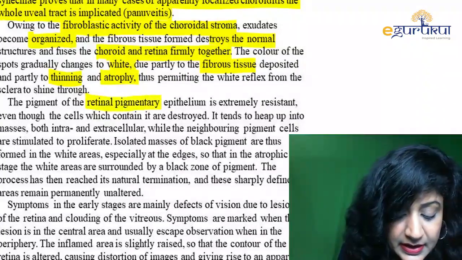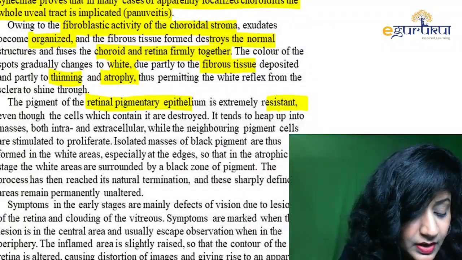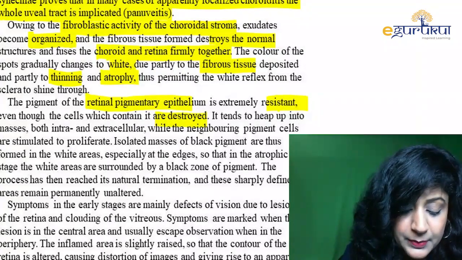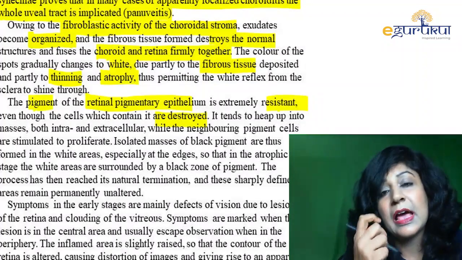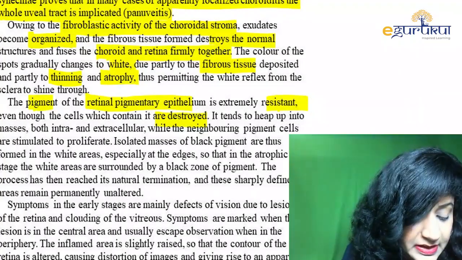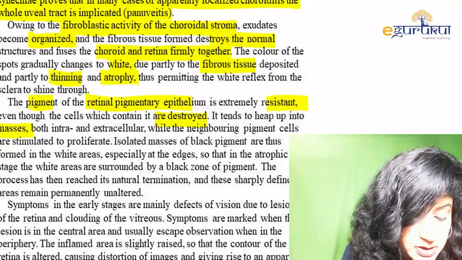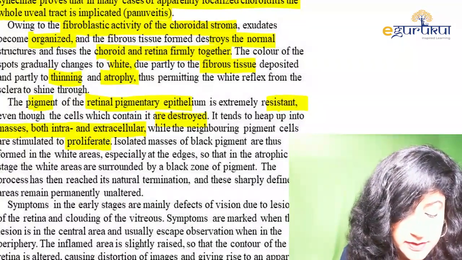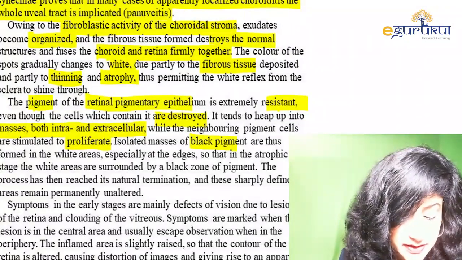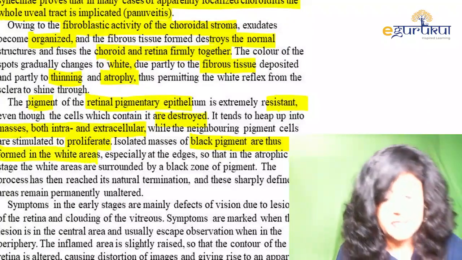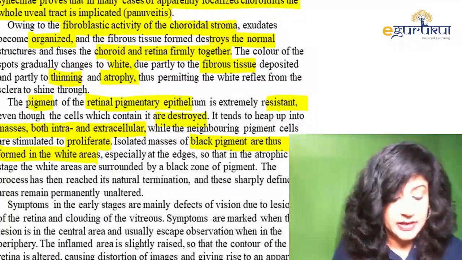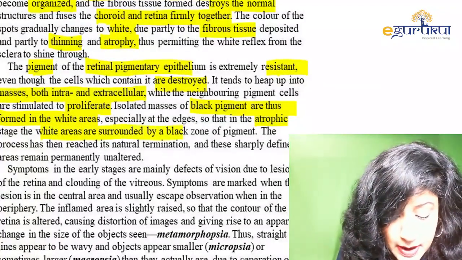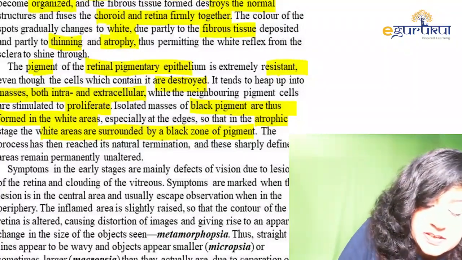The pigment of the RPE layer is extremely resistant, even though the cells which contain it are destroyed. Now it tends to heap up. So the pigment which was there in the RPE layer, being very resistant, is now heaping into masses, both intra- and extracellular, while the neighboring pigment cells are stimulated to proliferate. Isolated masses of black pigment are thus formed in the whitish area, especially at the edges, so that in the atrophic stage, the white areas are surrounded by a black zone of pigment. So it is something like this.